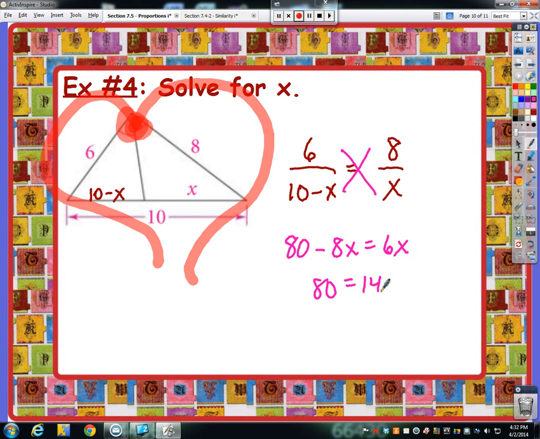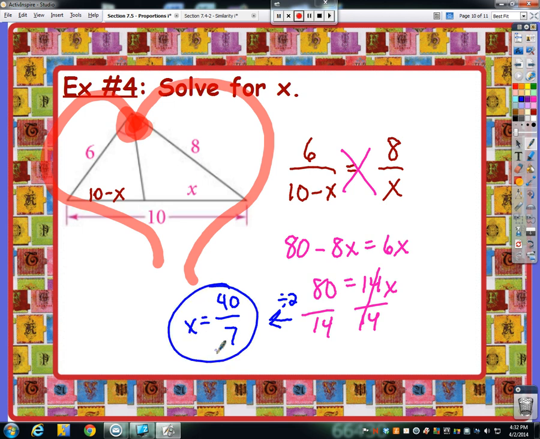Add the 8x over, and we're going to divide by 14. So let's see, I don't think this really comes out to be a whole number. No, so we're going to simplify this. So what can go into 80 and 14? Well, we can always start with 2 since both numbers are even. And we get 40 over 7. Can anything go into 40 and 7 besides 1? No. There's x equals 40/7. Now, it is also equal to 5 and 5/7, but how would I prefer you write your answer? Just leave it as 40/7.